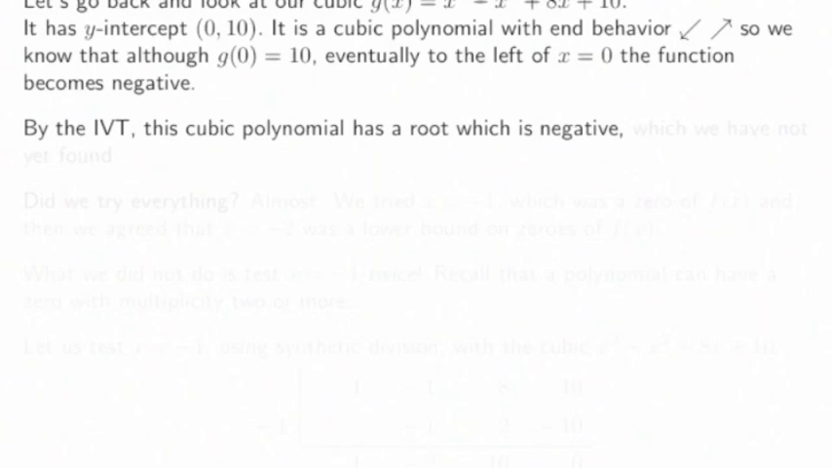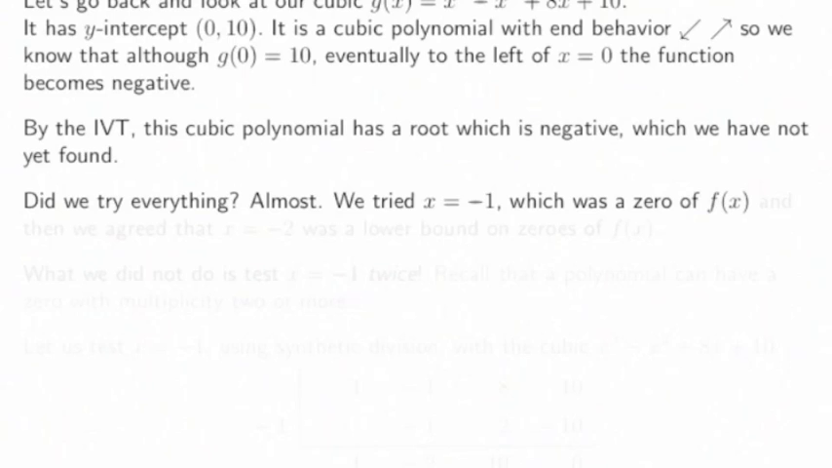Well, if you go back to this cubic, notice that when you plug in a 0, you get a positive 10. But a cubic polynomial has end behavior where it drops off rapidly to the left. So we know that although g of 0 is positive 10, eventually somewhere to the left of 0 the function becomes negative. So, by the intermediate value theorem, this cubic polynomial has a root which is negative, which we've not yet found. Did we try everything?